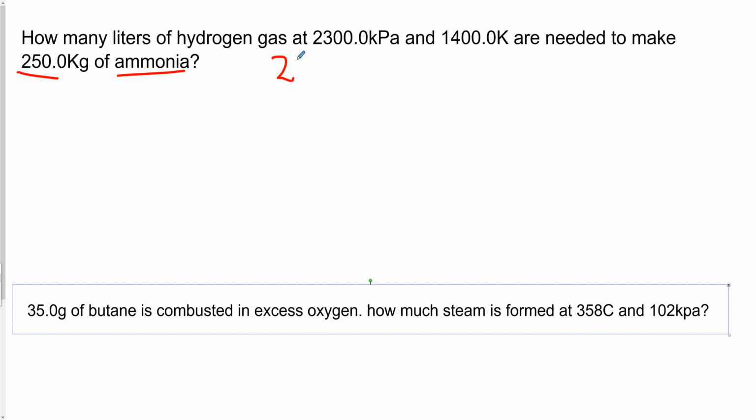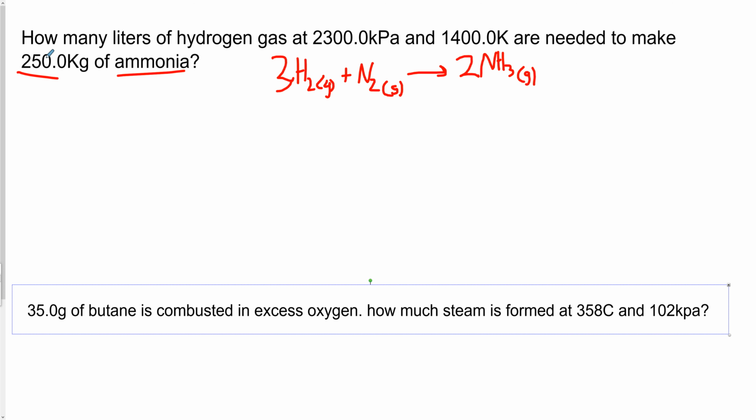So first of all, let's just do our little reaction. And our reaction is 3H2 plus N2 makes 2 NH3s. And I could have given you that hydrogen gas and nitrogen gas combine to make ammonia. Since we've seen this reaction a number of times, it's not really that big of a deal to carry on with it. So we need to make 250 kilograms of ammonia.